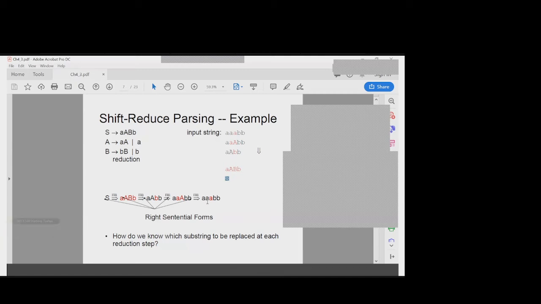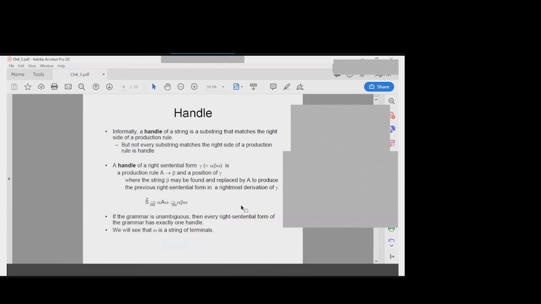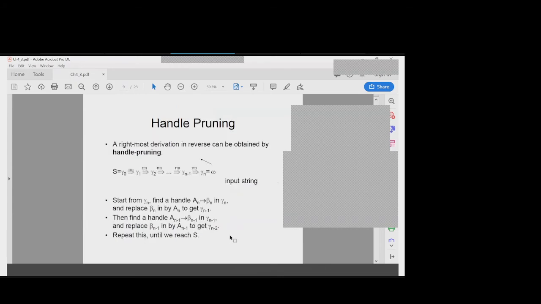Okay, so you have to remember that in bottom-up parsing and shift reduce parsing, finding a handle is very important, right? Here, handle pruning means reducing, right? Handle pruning means reducing that production.